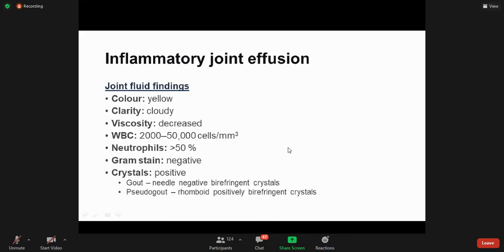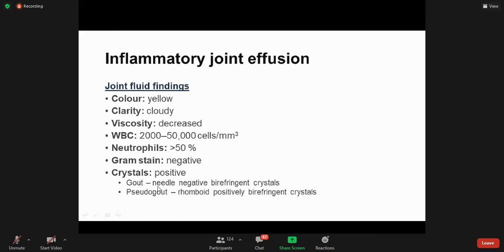So the inflammatory joint effusion. In this case, what would be the findings of the joint fluid aspirate? The color would be yellow, it would be cloudy, viscosity is decreased, cell count will be up to more than 50%, gram stain is negative, and in case of gout and pseudo-gout, the crystals will be present. So which type of crystals you will see?